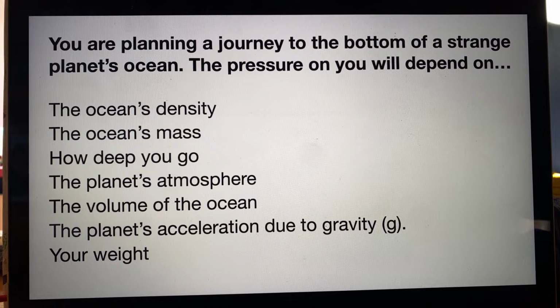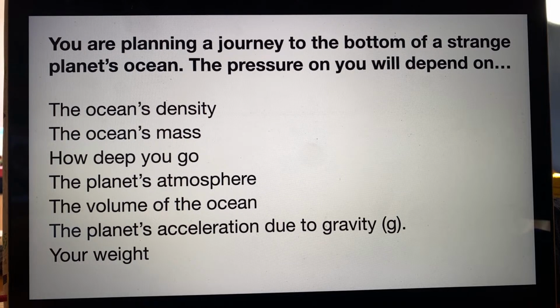You need to do some calculations because you're going deep down to the bottom of a strange planet's ocean. Don't try this at home, children. I think that's quite a good question, actually. If only I'd remembered to ask you it last week, but I think it still counts as a good question. You ought to remember the equation for pressure, didn't you? Pressure in a liquid. Do you remember? Was it something to do with mass or density?